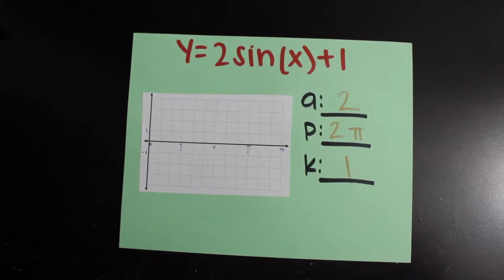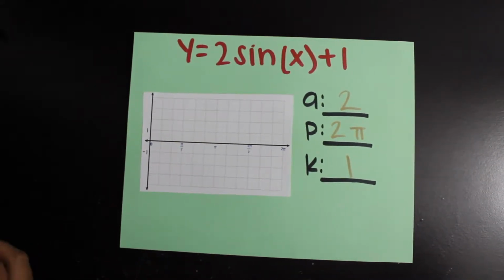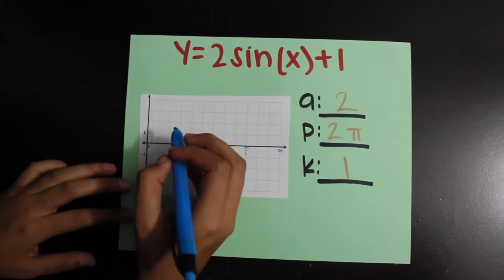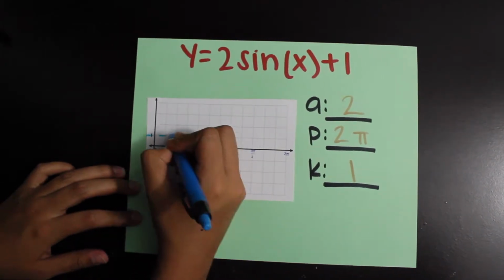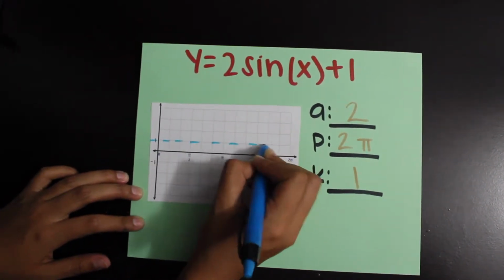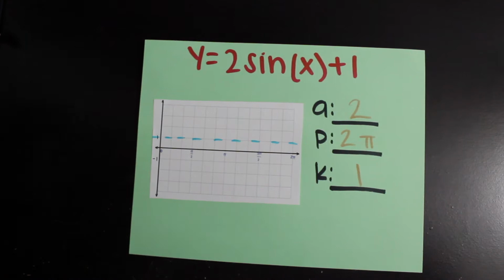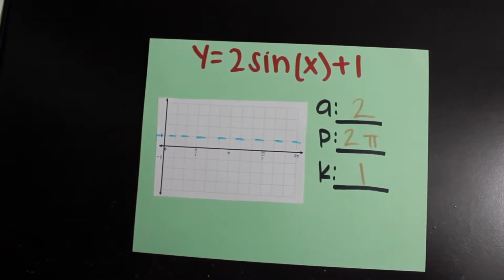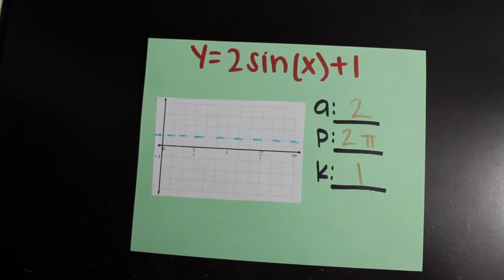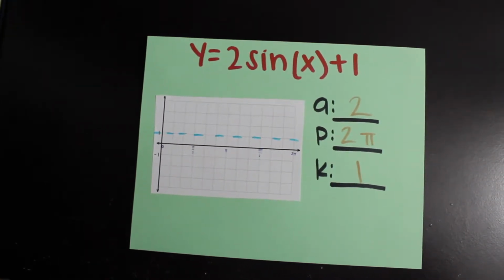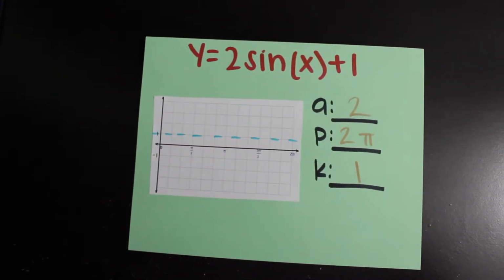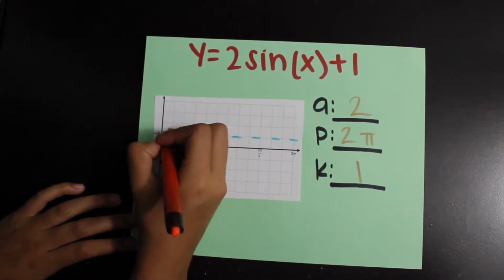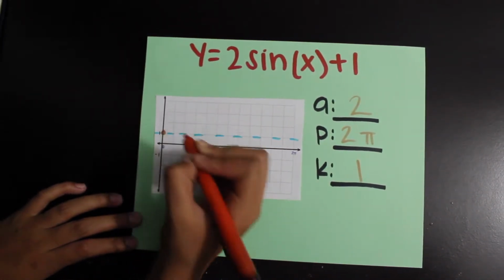So to graph this, we will start with putting up the midline at 1. Then we will check the amplitude, meaning it starts at 2. So that would be the highest it would go, starting at 1. So right here would be the first point.